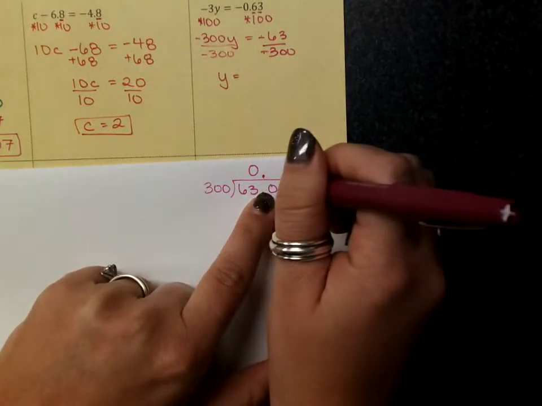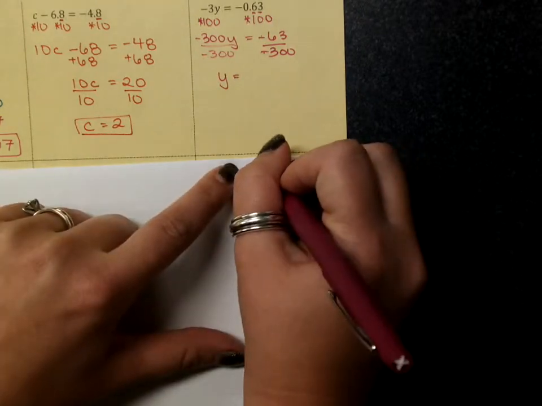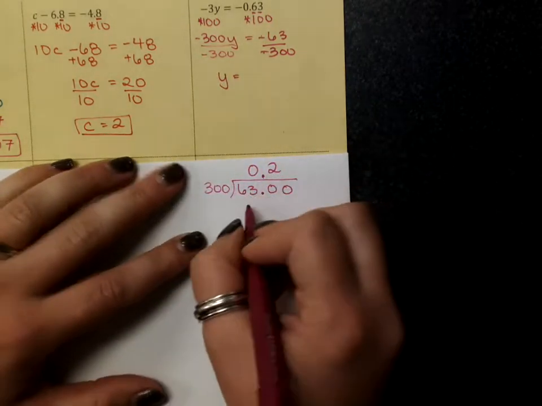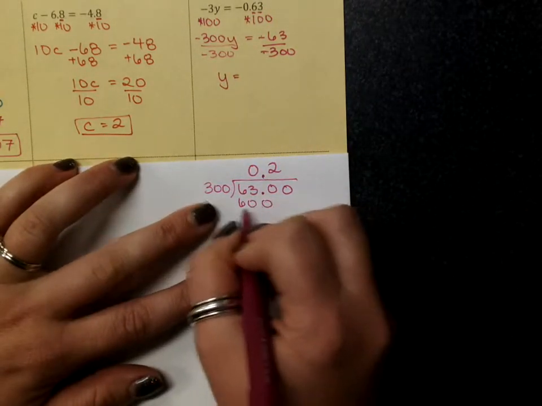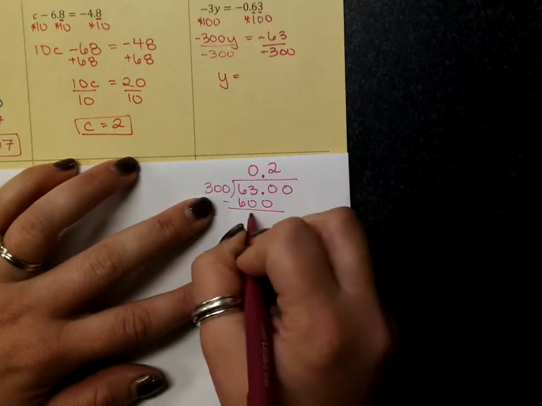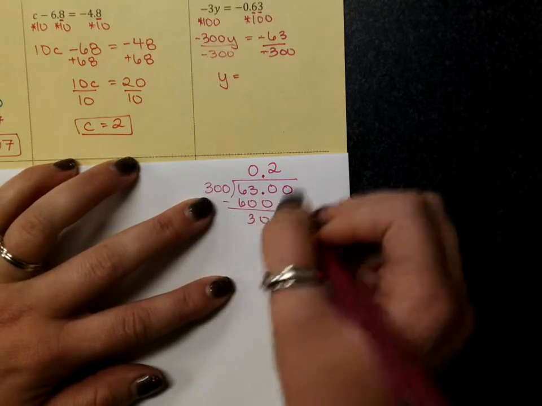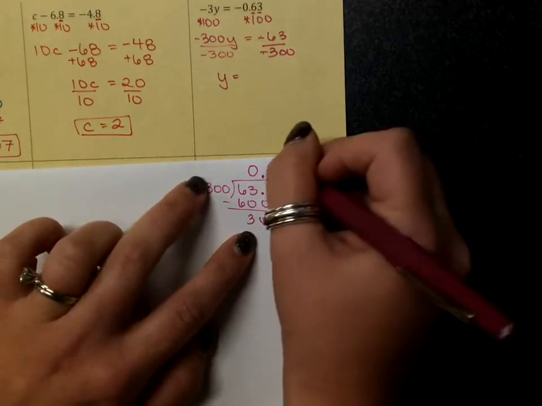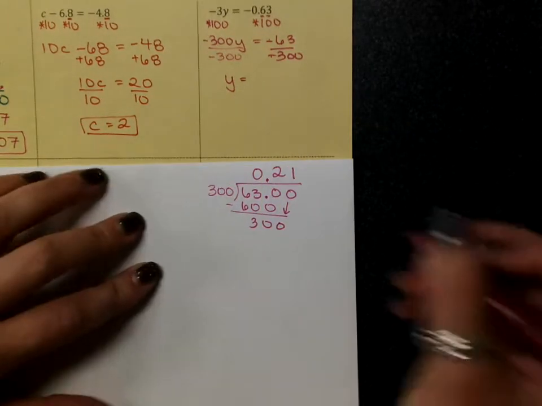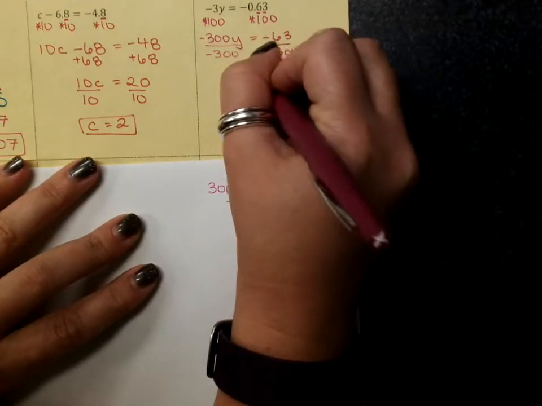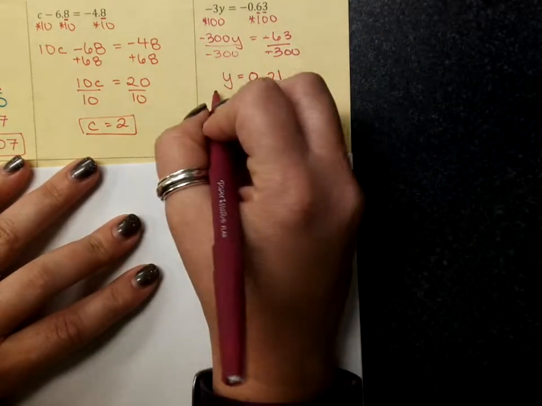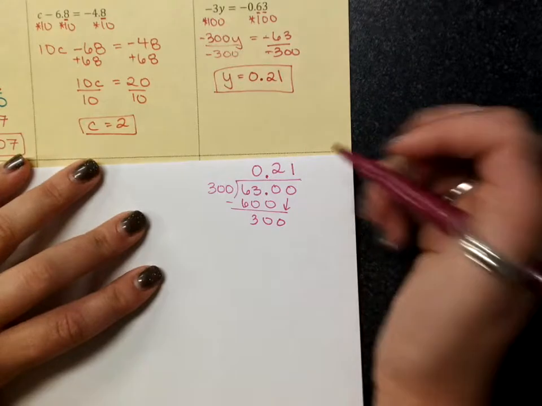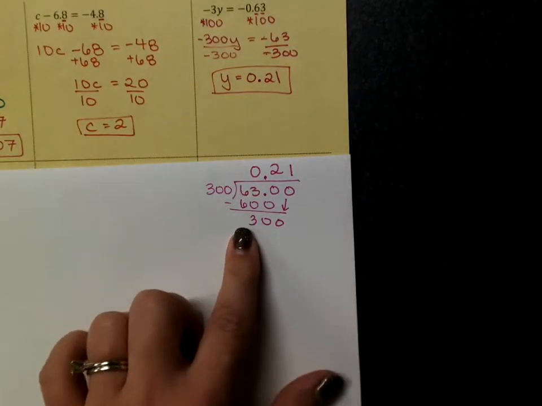300 goes into 630 2 times. 2 times 300 is 600. We will subtract. That makes 30 left over and bring down a 0. 300 goes into 300 exactly 1 time. So the answer is positive 0.21. If you struggle with the division, just practice.